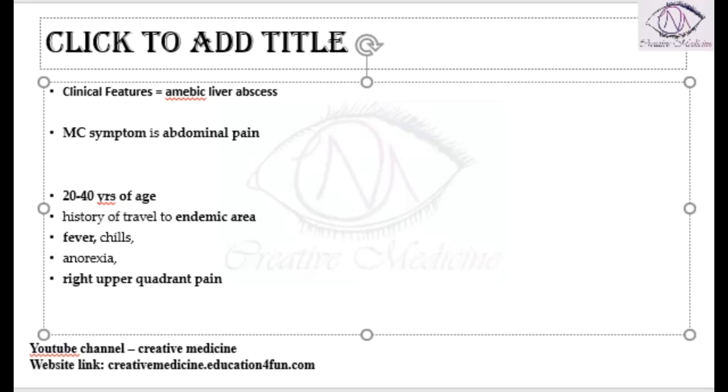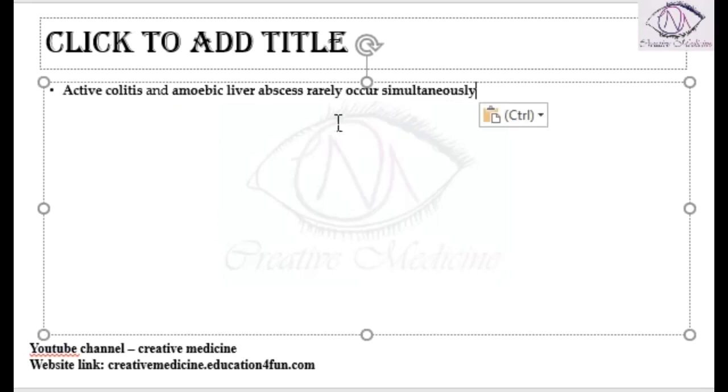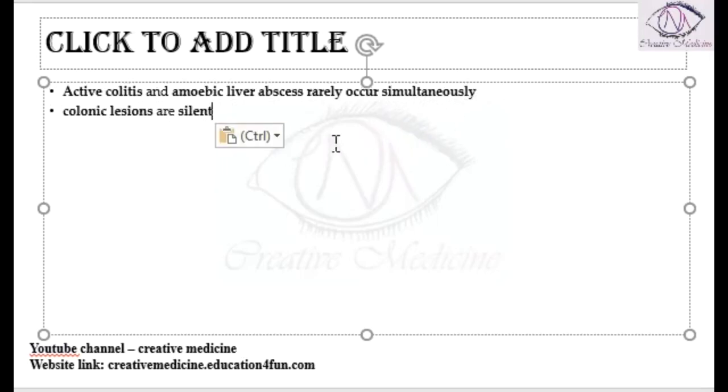A recent history of diarrhea is generally uncommon in a patient with amoebic liver abscess. Active colitis and amoebic liver abscess rarely occur simultaneously. If there are any colonic lesions, they will be silent, and the amoebic liver abscess is the one which mainly presents in the Entamoeba histolytica infection.